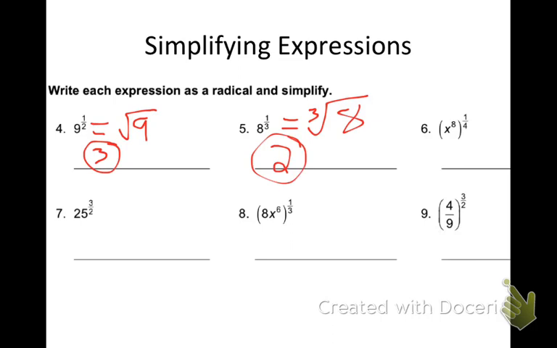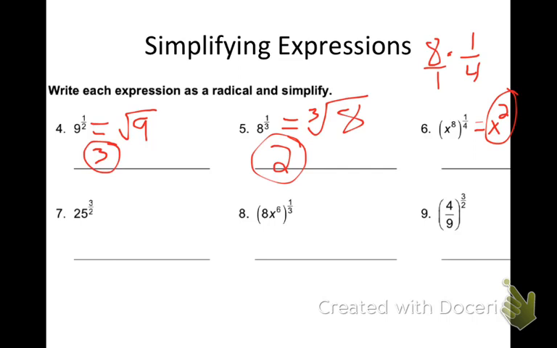Number 6, I have x to the 8th to the 1/4 power. When I take a power to a power, what do I do with my exponents? I multiply. So 8 times 1/4 really gets me x to the 2nd power. Because again, I'm taking 8 times 1/4. So it's like 8 over 1 times 1 over 4. And I multiply those. All right.